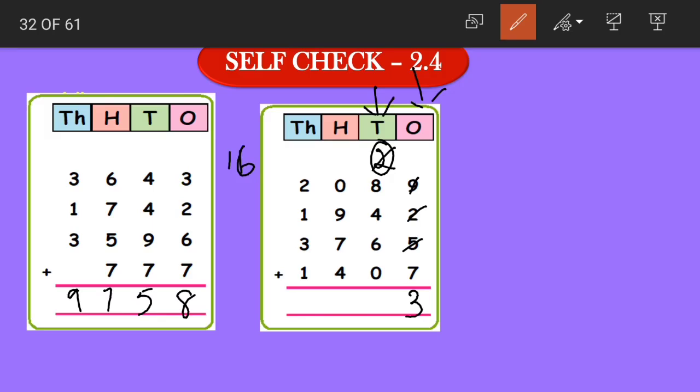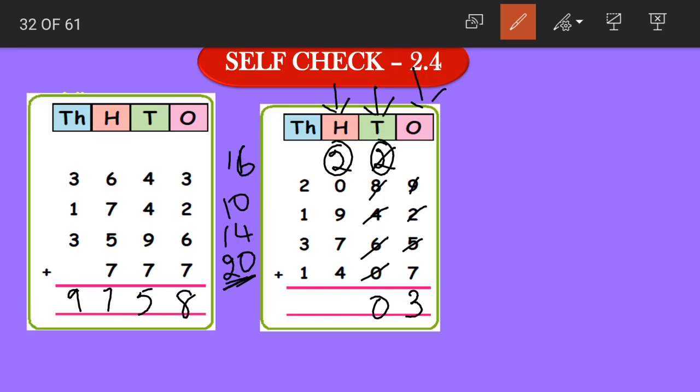In the tens place we have 2 plus 8, 10. 10 plus 4 becomes 14. 14 plus 6 becomes 20. Again 20 plus 0 remains 20 only. So 0 here and 2 carried.